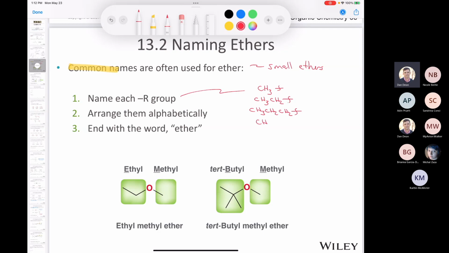You know an isopropyl group, which looks like this. Okay, and there's 4 types of butyl groups. There's tert-butyl, sec-butyl, isobutyl, and butyl. So you need to know all those. What you do is you name or arrange those R groups in alphabetical order, and then you end off with the word ether. If you take a look at this example right here, we have an ethyl group on one side, a methyl group on the other. Of course, E comes before M in the alphabet, so we just write the name as ethyl, methyl, ether. Over here, we have a tert-butyl group and a methyl group. Remember that we ignore all prefixes except iso, cyclo, and neo.